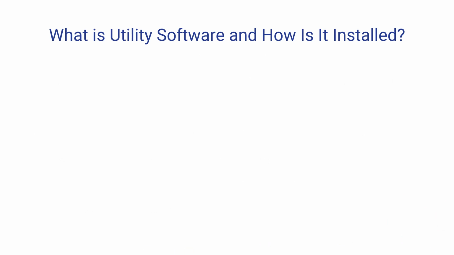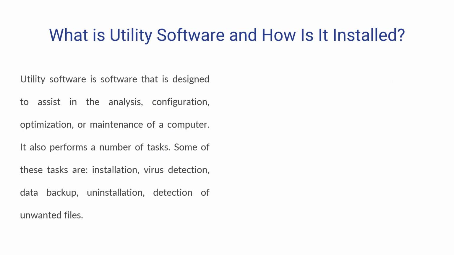What is utility software and how is it installed? Utility software is software that is designed to assist in the analysis, configuration, optimization, or maintenance of a computer. It also performs a number of tasks. Some of these tasks are installation, virus detection, backup, uninstallation, and detection of unwanted files, just to name a few.